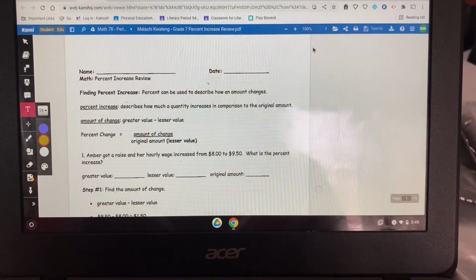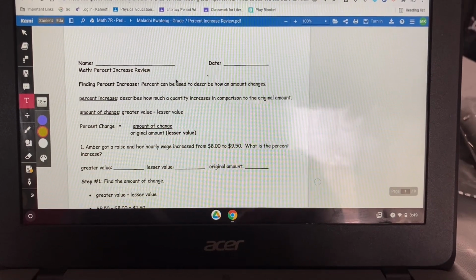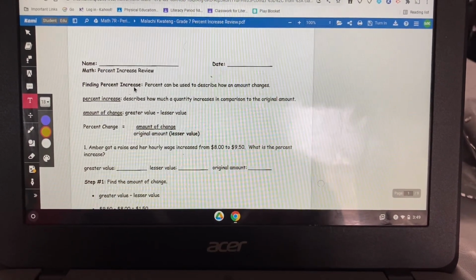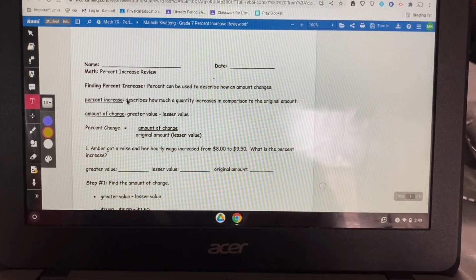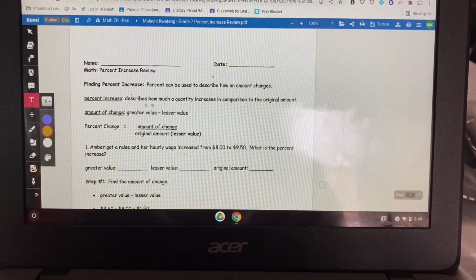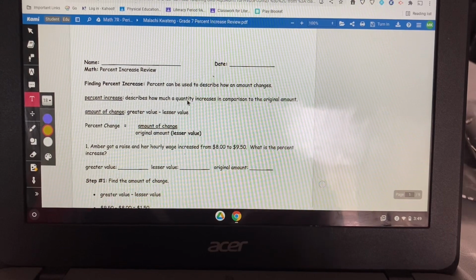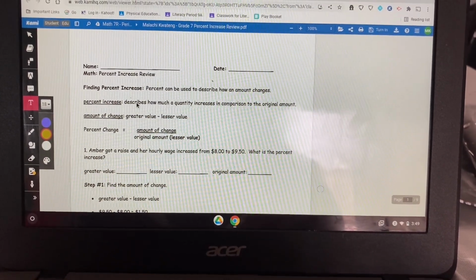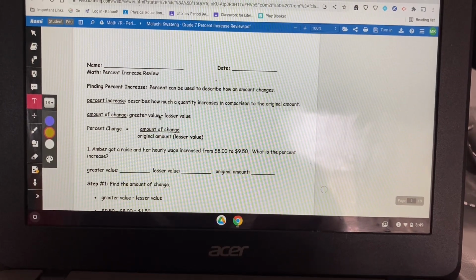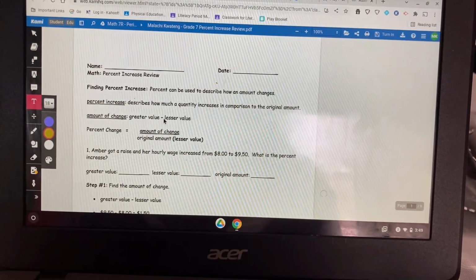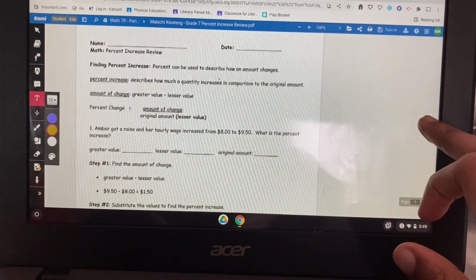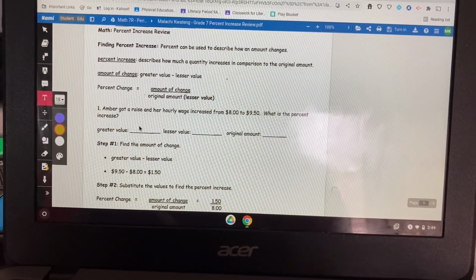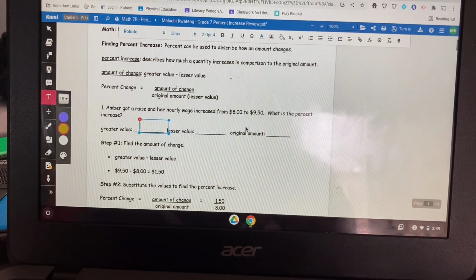Okay. Finding percent increase. Percent increase can be used to describe an amount that changes. Percent increase describes how much a quantity increases in comparison to the original amount. Amount of change: greater value minus lesser value. Okay. So number one's already done for us. We could just put the numbers in. So, okay, the greater value is the most.